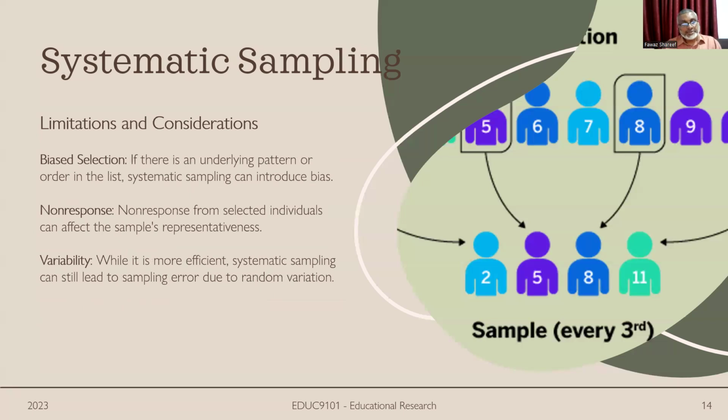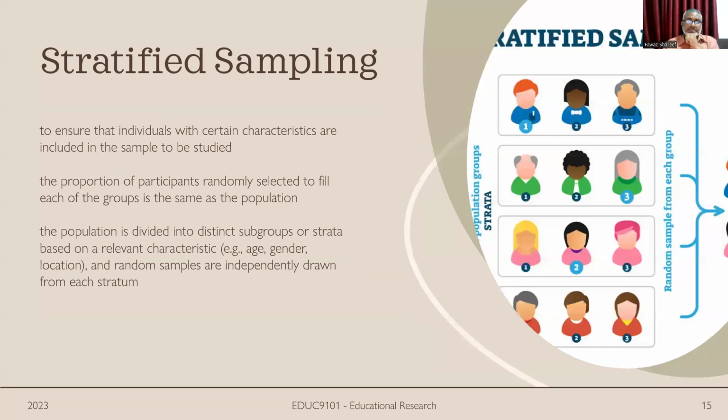There is a limitation. There's a bias, an underlying pattern in there. Again, non-responsiveness is there in this case as well. It is more efficient. Systematic sampling can lead to sampling error due to random variation.